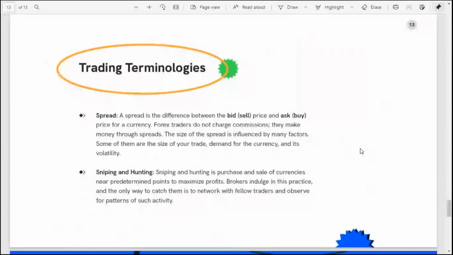Sniping and hunting is basically looking for trades so you can make profits. It's just basically analyzing. Sniping and hunting is purchase and sales of currency near predetermined points to maximize profit. You looking for where to buy and sell to maximize profit. Brokers and traders indulge in this practice, and the only way to catch them is to have a network of traders and observe the pattern of such activity.